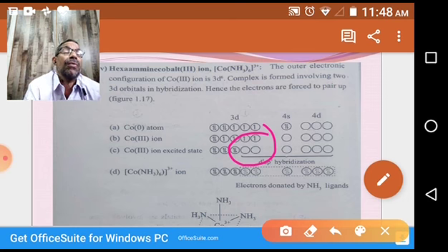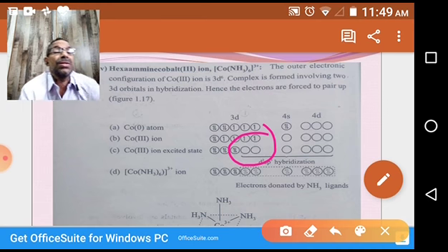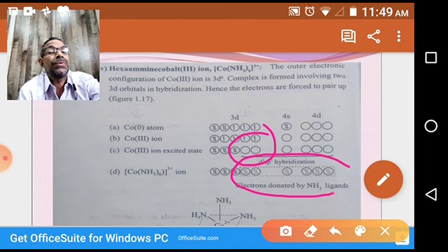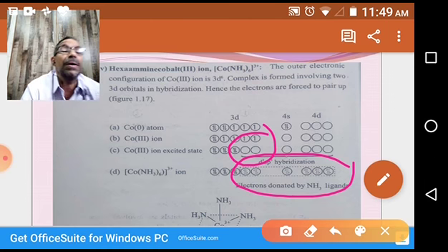These hybrid orbitals are vacant and accept electrons from the 6 ligands, in this case ammonia molecules. In ammonia, nitrogen has an electron pair capable of donating, so it acts as a ligand. This cobalt ion accepts 6 electron pairs from 6 ammonia ligands. The dotted arrows mark electron pairs received from ligands. That's why it is stable. It exhibits d2sp3 hybridization, which we call an inner orbital complex, also known as a low spin complex.